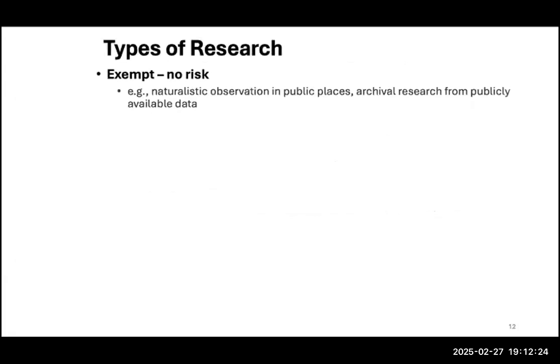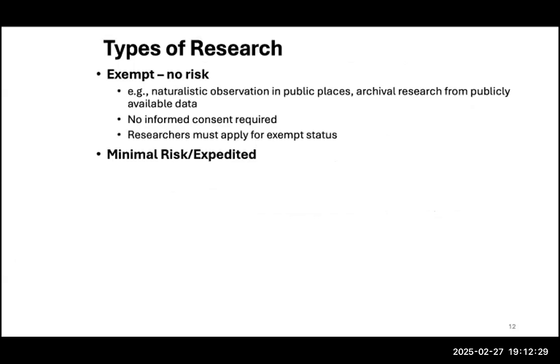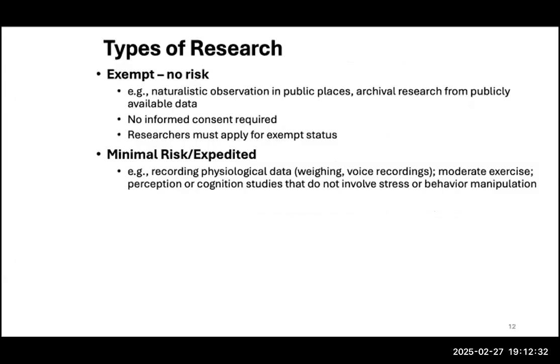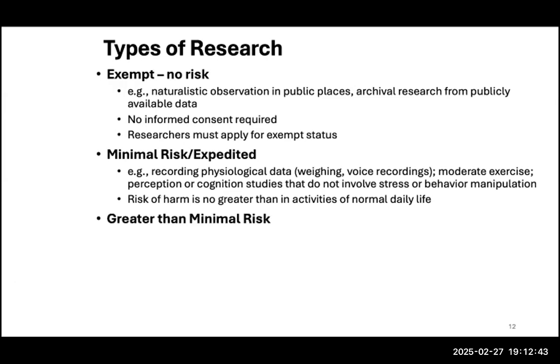All right, types of research. You should know this. Exempt means no risk, right? Means no informed consent is required. Minimal risk or expedited. So if you are going to take some kind of recordings on your participants, like their weight or height, then it would go minimal risk. And then you have greater than minimal risk. So you have exempt. That's the fastest way that you get through IRB. Usually this would be an observation where you're not even talking to them, or you're looking at archival data. Again, you're not interacting with people.